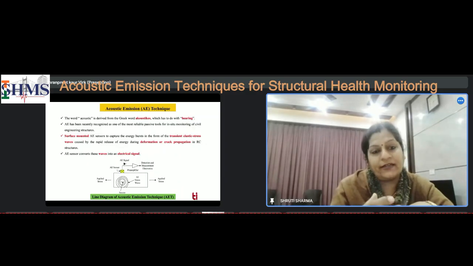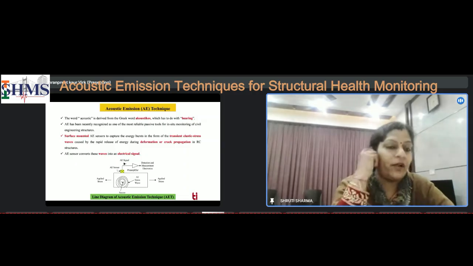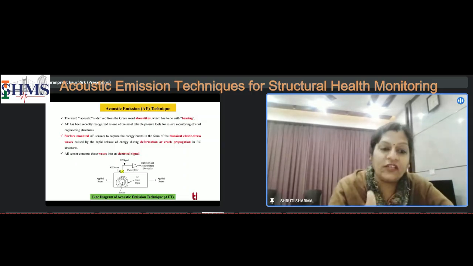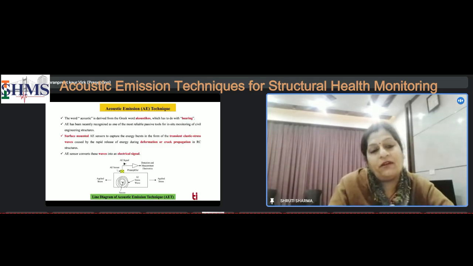If we can understand how that signal changes as a result of this detection or of this damage, that can be related to the extent of the damage in the structure.